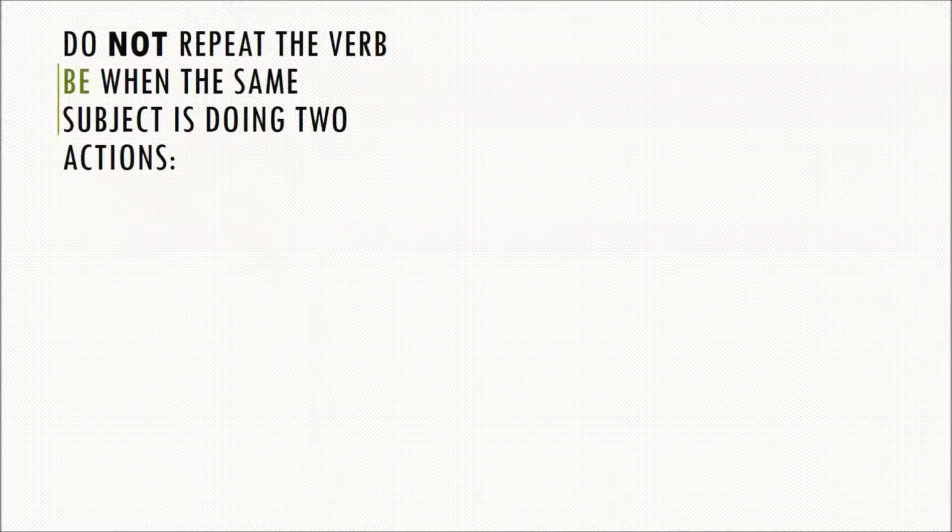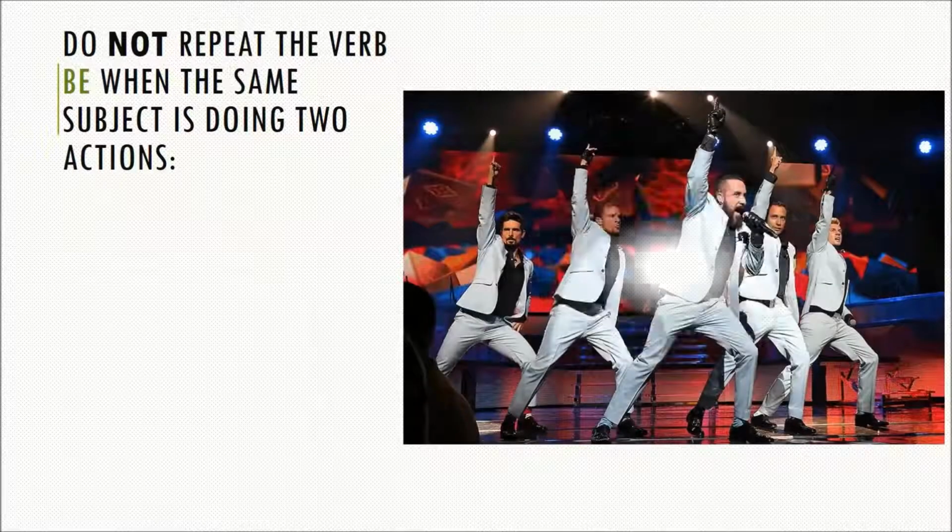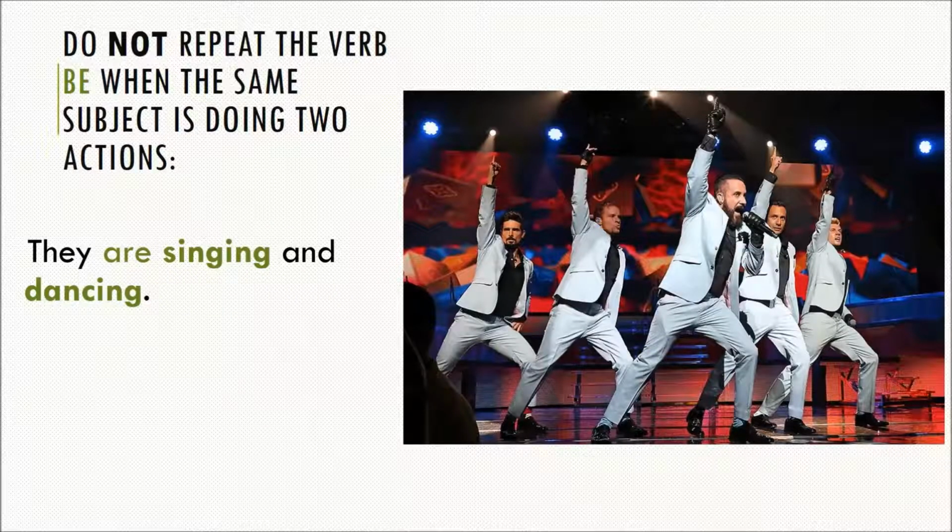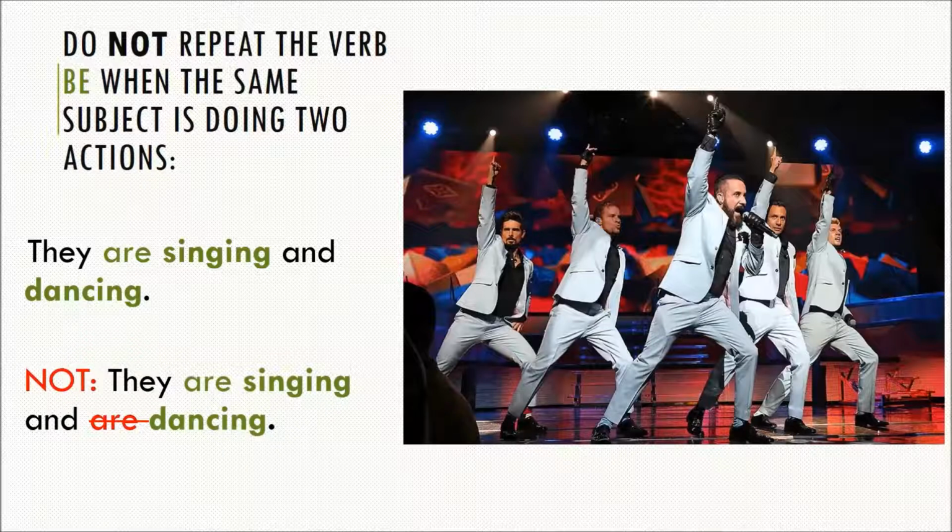Remember, do not repeat the verb be when the same subject is doing two actions. They are singing and dancing. We would not say they are singing and are dancing. That's repetitive, and we would not repeat the verb be. Just say they are singing and dancing. Let's practice this.